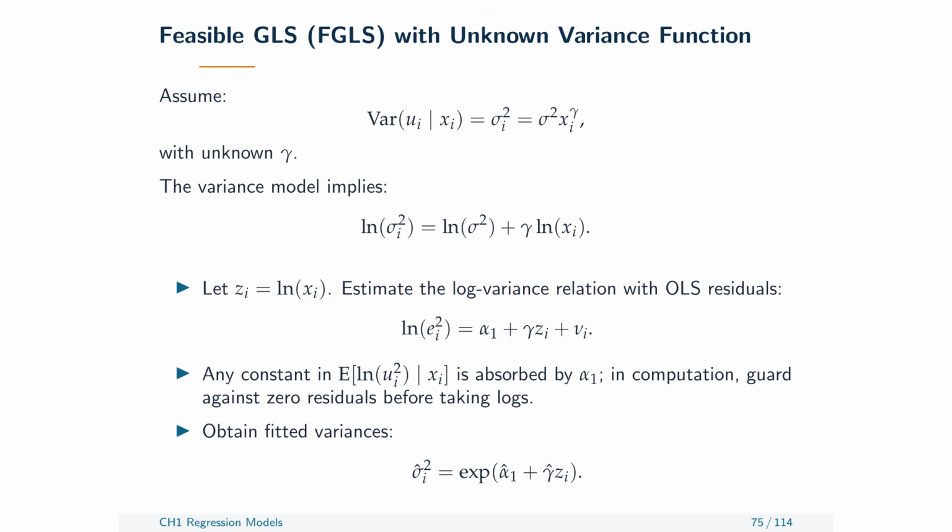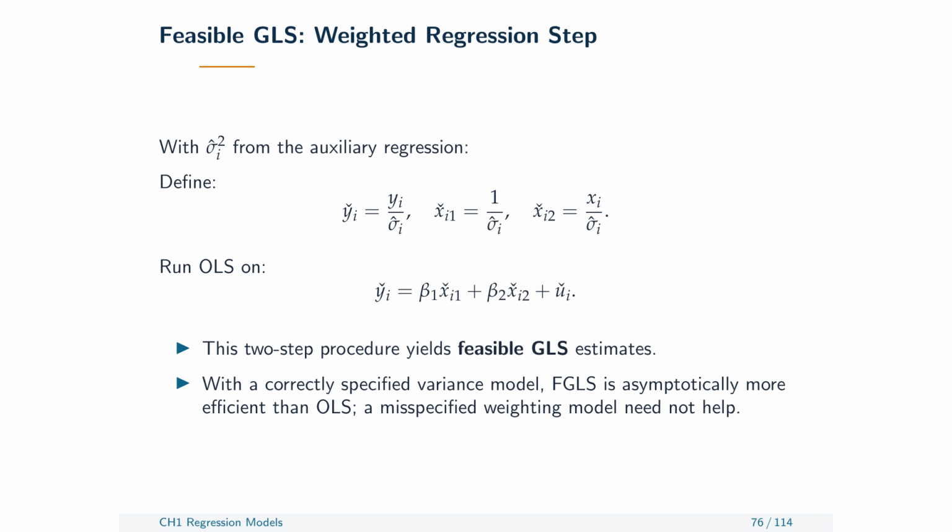The feasible procedure begins with OLS. We regress the logarithm of squared residuals on a constant and the proposed log variance drivers. Because a residual can be zero or extremely small, computation needs a safe lower bound before taking logarithms. The fitted auxiliary values are then transformed back into positive estimated variances. Next, divide the outcome and all regressors by the estimated error standard deviation, and run OLS on the transformed data. The resulting estimator is feasible because the weights have been estimated rather than known.